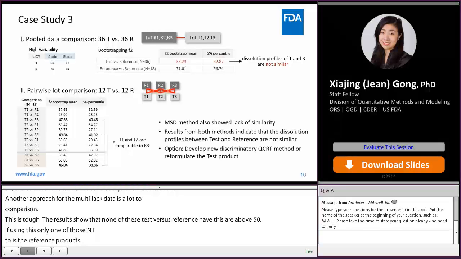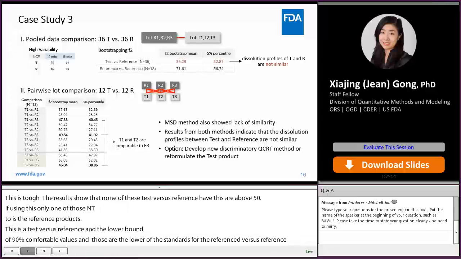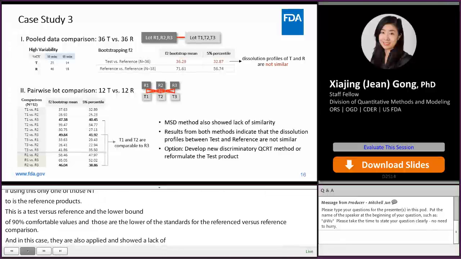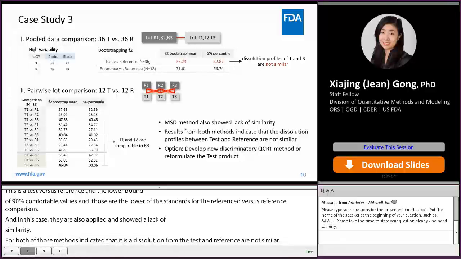And in this case, MSD-based methods were also applied and showed a lack of similarity. The results from both methods indicated that the dissolution profile between the test and reference are not similar. And the option for the applicant is to develop the new discriminatory QCRT method or reformulate the test products.